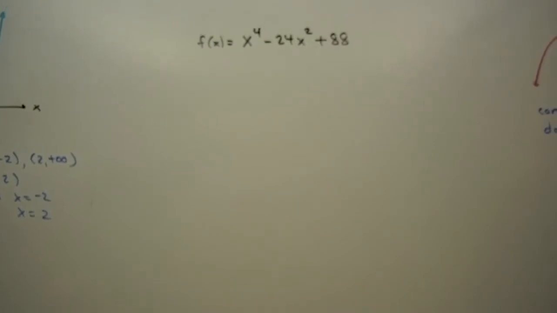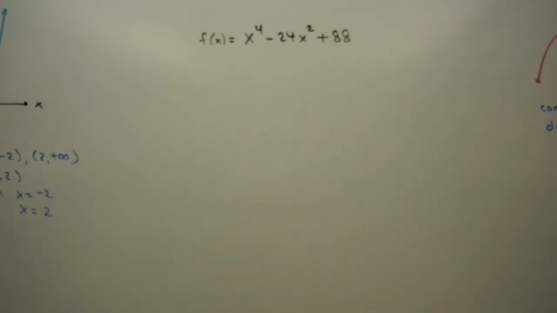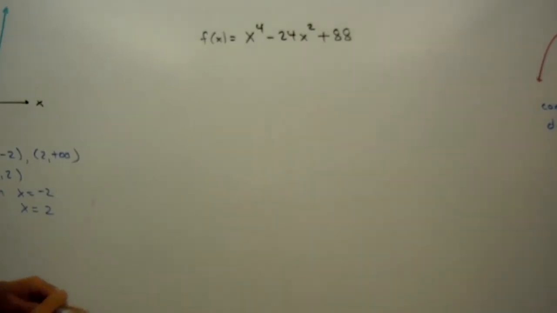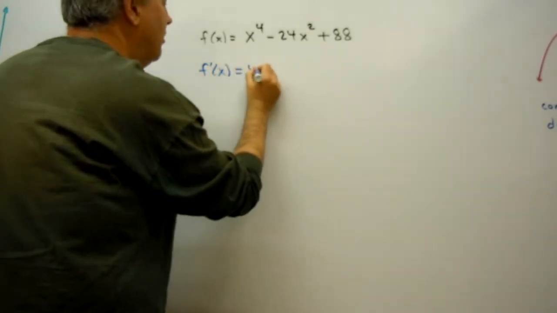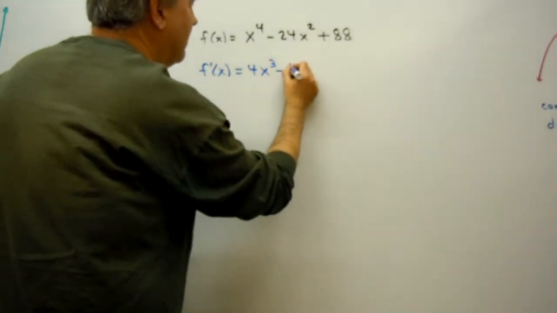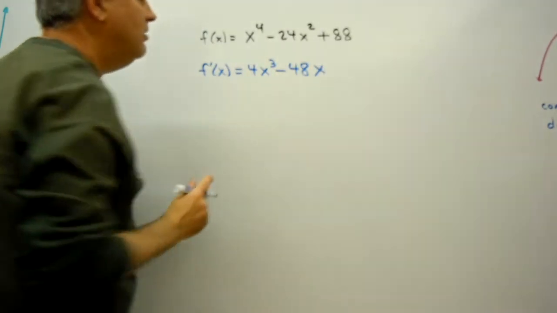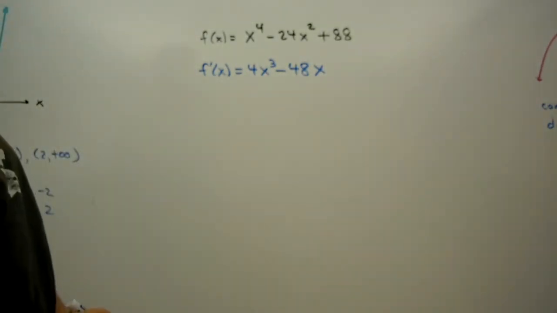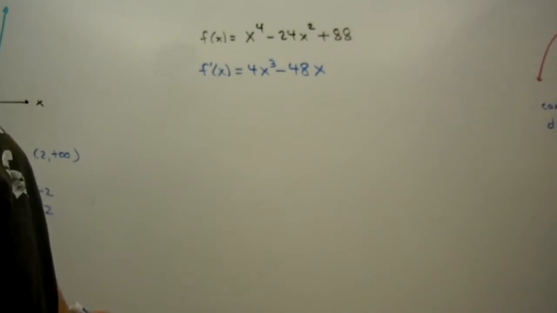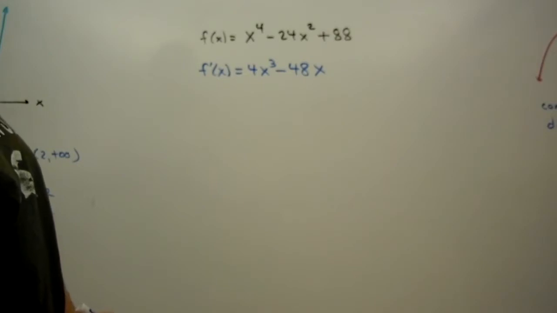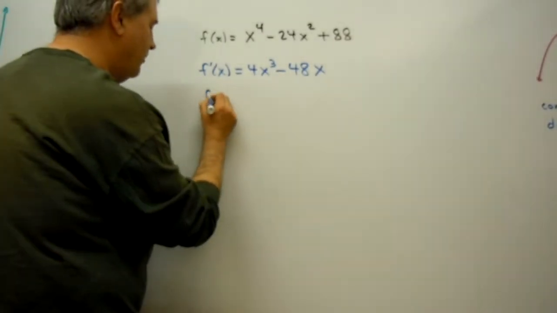So first of all, for example, we have this function, x to the fourth minus 24x squared plus 88. Let's go ahead and find the derivatives. The first derivative is 4x to the third minus 48x. And again, that first derivative would give us intervals where the function is increasing and decreasing, and also possible values where we have a local maximum or minimum. But we're going to look at the second derivative now.